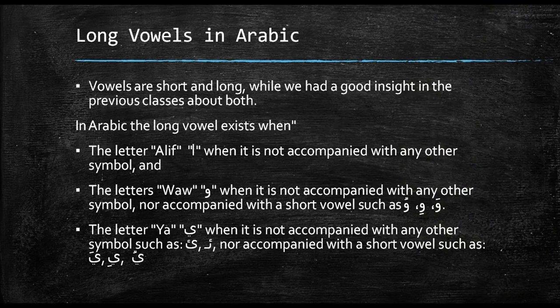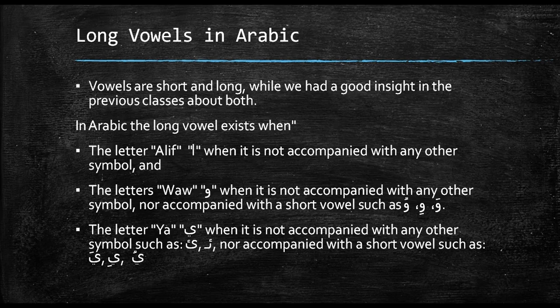Now, long vowels in Arabic. We said that in Arabic there are long vowels and short vowels, and of course there are the diphthongs that we will learn in the future. We had a good insight on the long vowels and the short vowels. We said that in Arabic a long vowel exists when we have the letter alif not accompanied with any other symbol, like a symbol of hamza, and the waw not accompanied with a symbol of a hamza or the symbol of any short vowel: dhamma, fatha, or kasra.